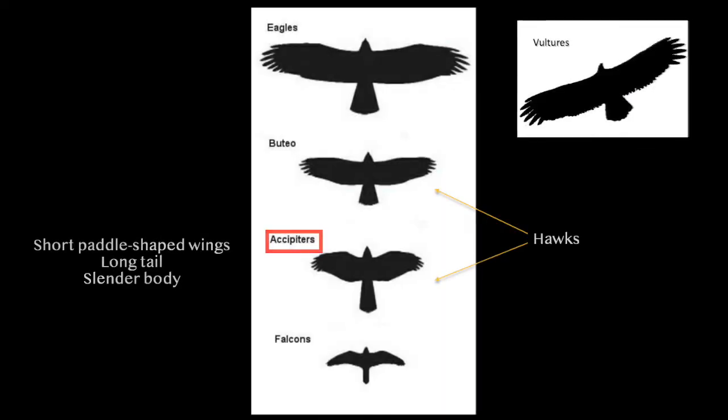Now let's move on to our accipiters. They are forest-living birds that flit between trees using a flat flap glide flight behavior. They have short, paddle-like wings, a longer, thinner tail than Buteos, and a slender body. Their overall compact shape is very well suited to dodging between trees, catching birds and small mammals with their sharp talons.